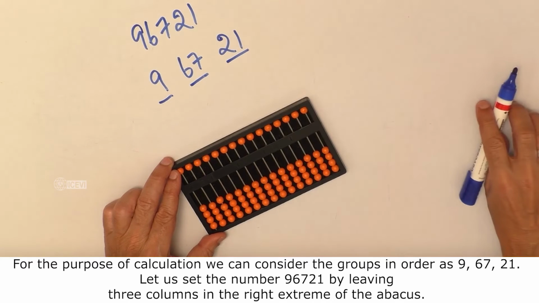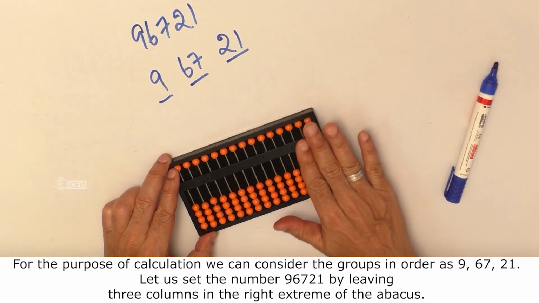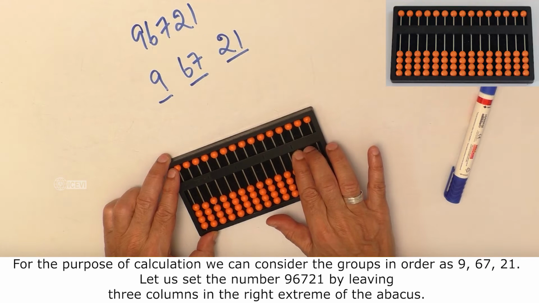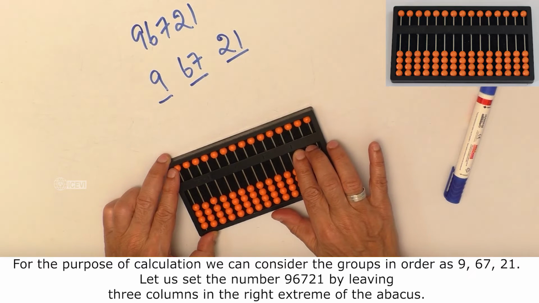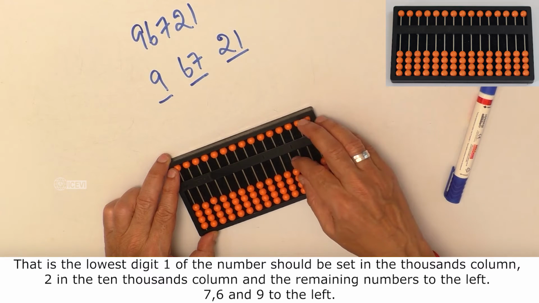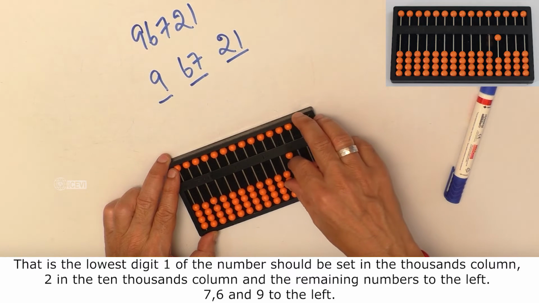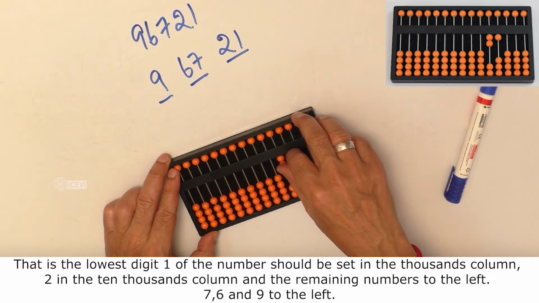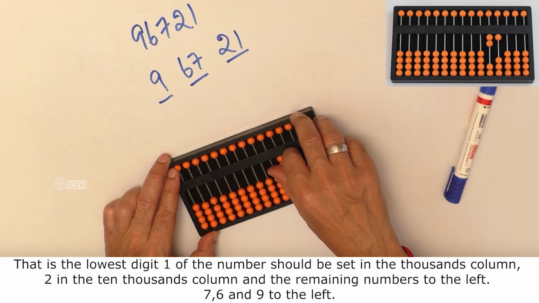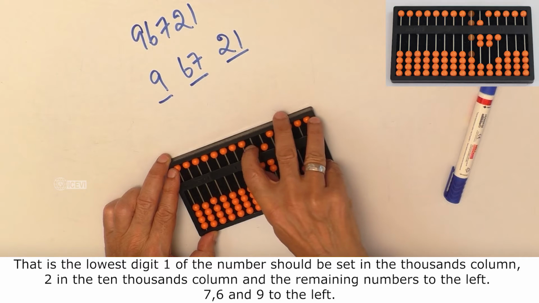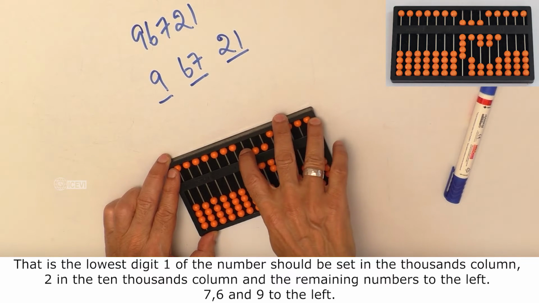Let us set the number 96,721 by leaving 3 columns in the right extreme of the abacus. That is, the lowest digit 1 of the number should be set in the thousands column, 2 in the 10,000s column, and the remaining numbers, 7, 6, and 9, to the left.